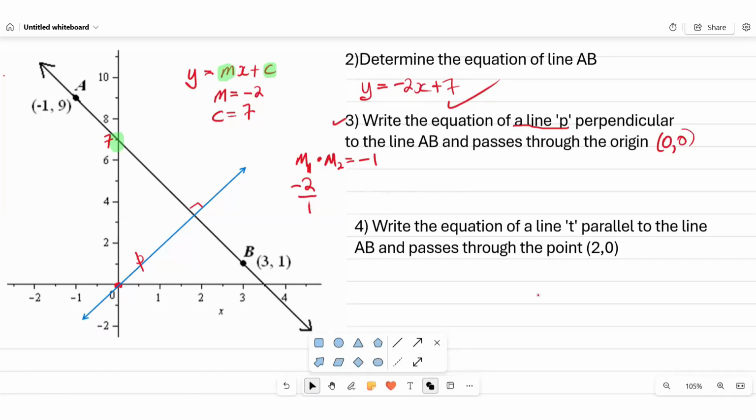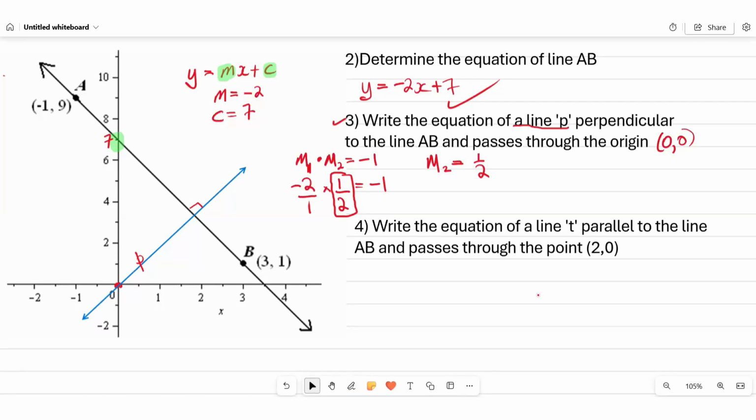Now, the gradient for any line perpendicular to AB will be the negative reciprocal. So if you flip this, you're going to get a half. And since this was negative, this one must be positive now, so the half is positive. If you multiply these, you would realize you get -1. This is the gradient for the new line that is perpendicular, this line P. So we do have a gradient for line P, okay? The gradient for line P is +1/2.